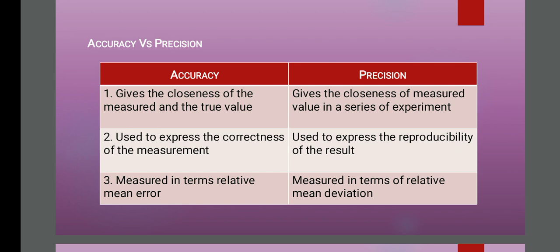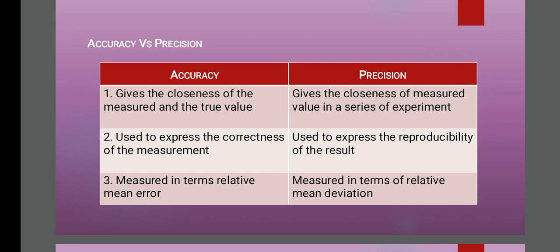Is it okay? And third one, I have told you already, accuracy is measured in terms of relative mean error, and precision is measured in terms of relative mean deviation. Relative mean deviation. It's clear?